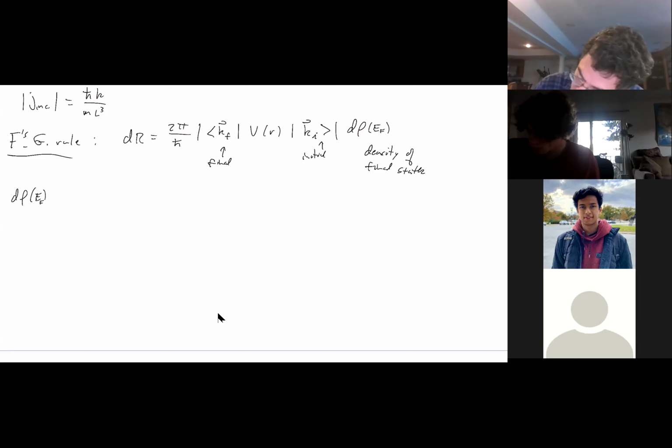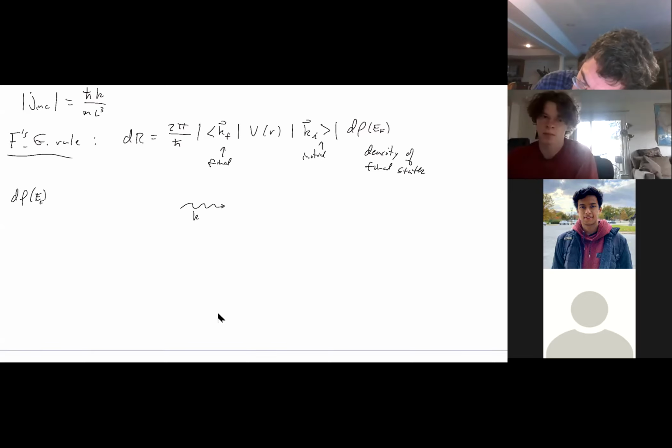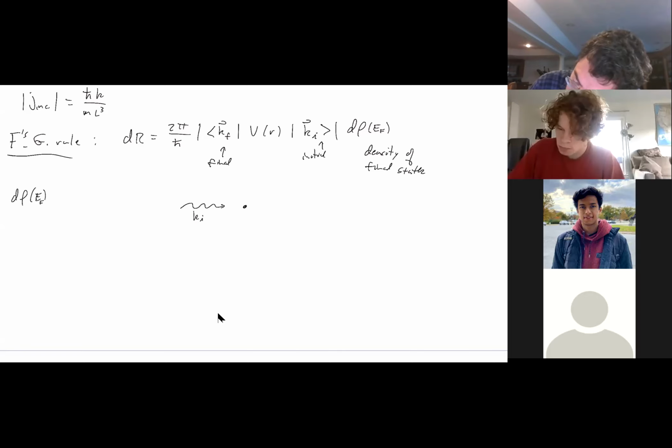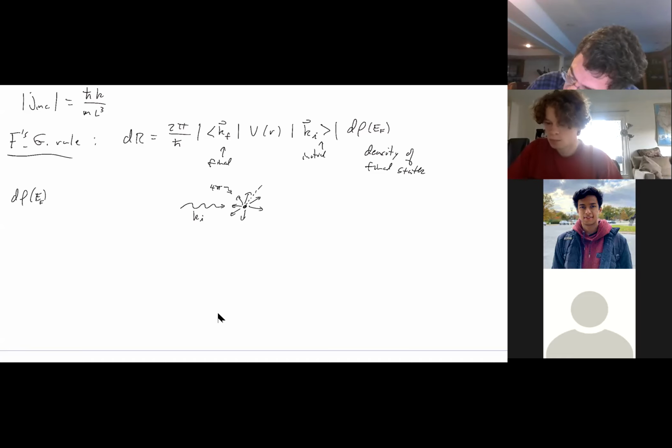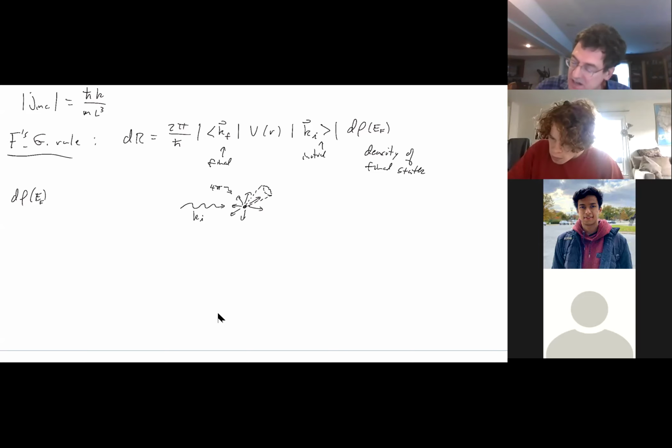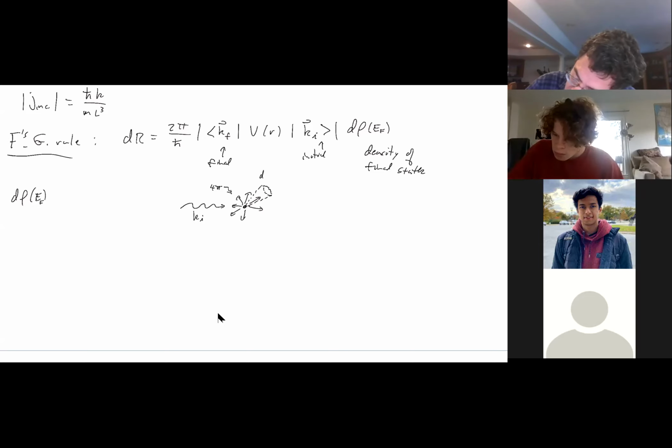the picture that you should have in your mind is this. I have an initial state, k initial, and then I hit the potential, and for all the possible final states, I could scatter into any of these directions. So I have 4 pi of solid angle. That's 4 pi. But I don't go into 4 pi, I actually go into some specific solid angle that I'll draw as a cone, but it's really like the iris of your eye, but I'll call it d omega.